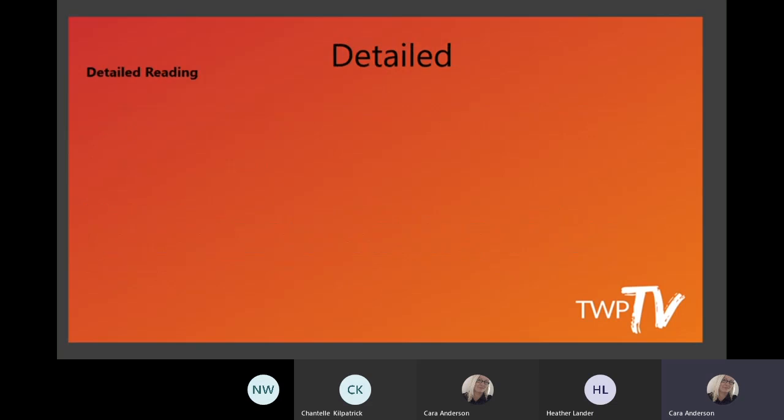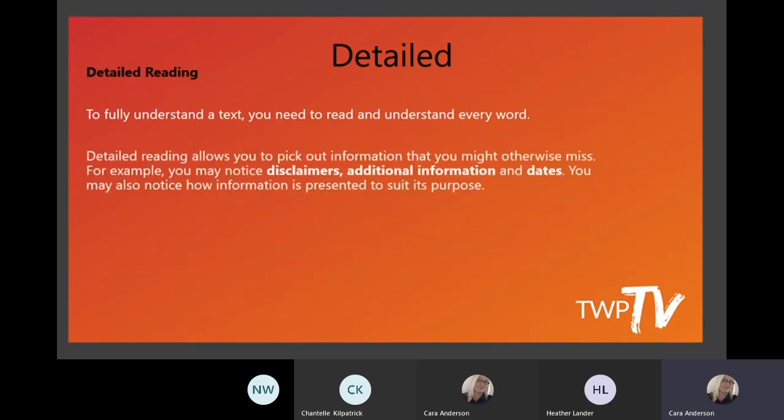So then you've got the most obvious one, which is your detailed reading. To fully understand a text, you need to read and understand every single word. Detailed reading allows you to pick out information that you might otherwise miss. For example, you may notice disclaimers, additional information, and dates. You may also notice how information is presented to suit its purpose. So, for example, if your first question is, "What's the purpose of that text?"